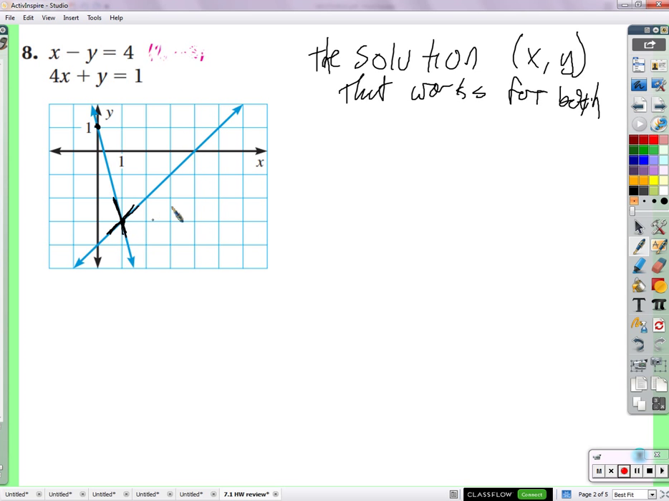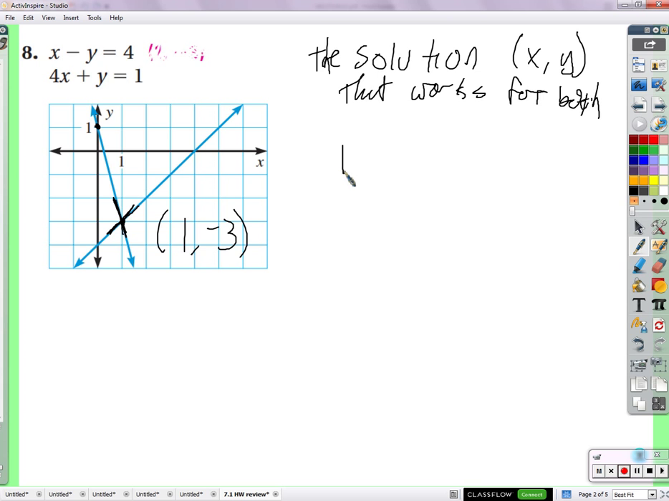What is that x and y? What are the coordinates of that point? 1, negative 3. Okay, and how can I be sure that that's correct? Going over 1 and down 3, how does that tell me I can be sure that's the solution to this system? Well, you can plug it in for x and y. Plug it in for x and y, exactly.